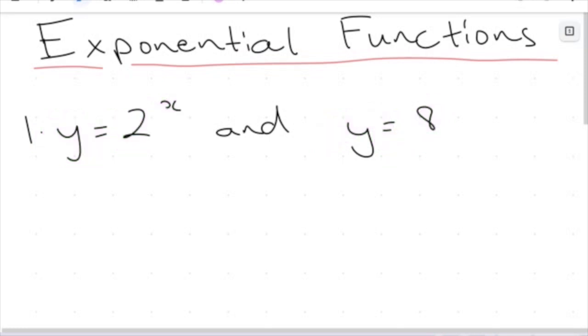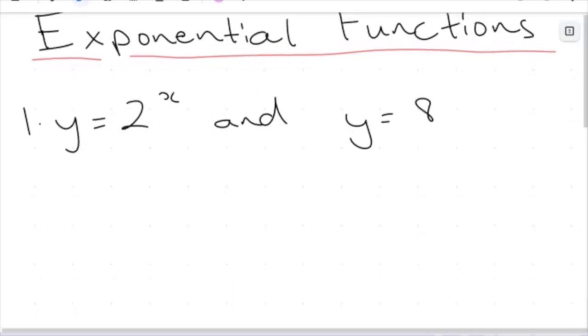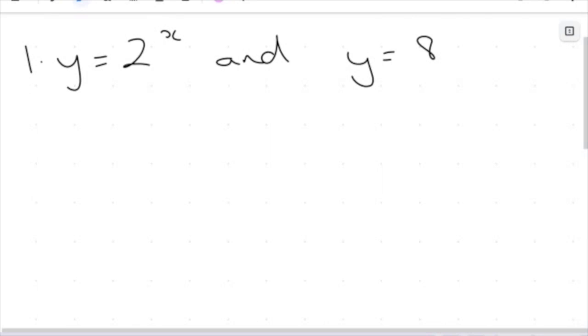Now, we've looked at solving exponential equations in a previous series, but that took a more algebraic approach to doing this. We can also do this graphically, by sketching these out and then looking at the points where these intersect. So what I'm going to do is look at sketching both of these graphs.